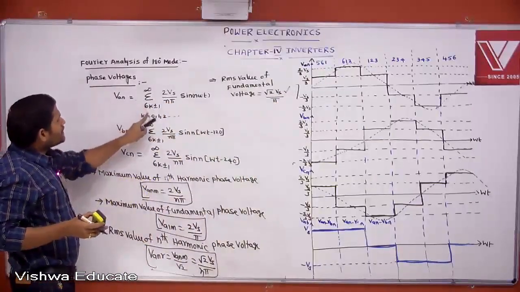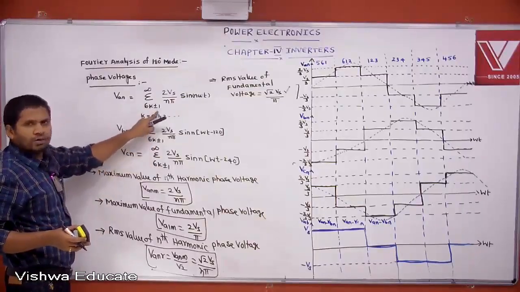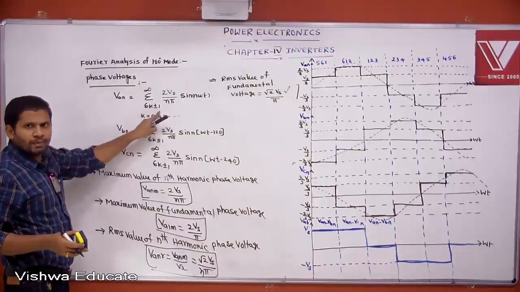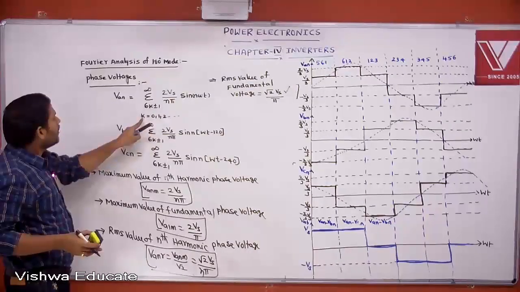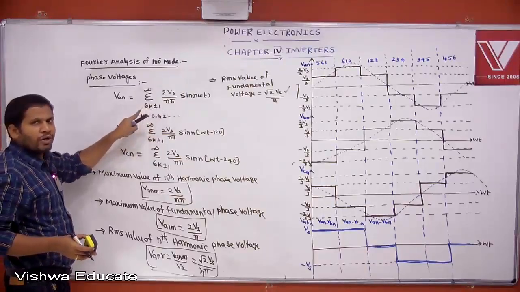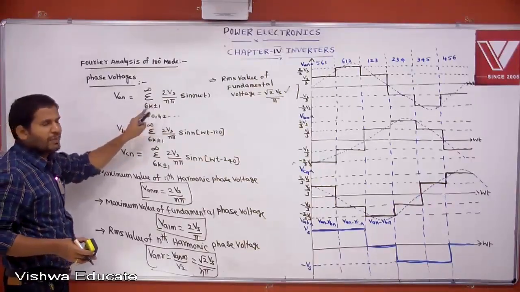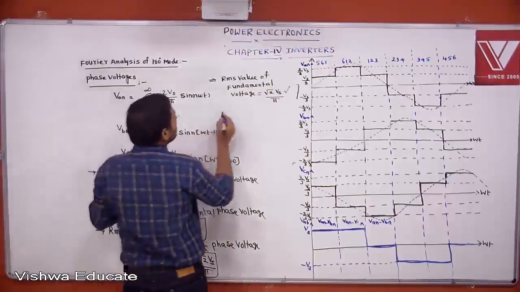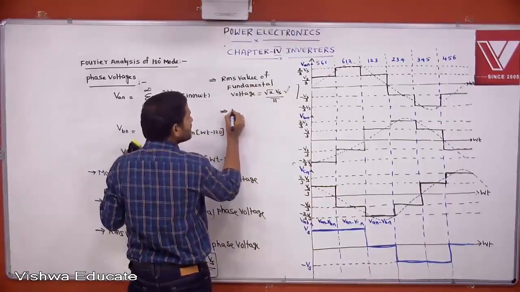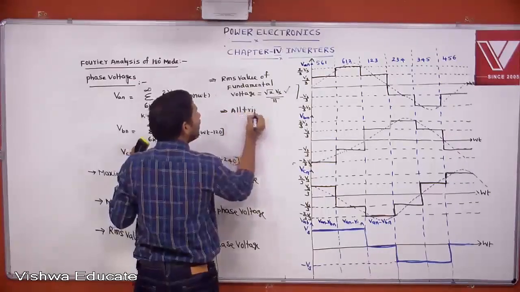It consists of 6k plus or minus 1 harmonics. If you substitute k equal to 0, we get the fundamental; k equal to 1, we get the 5th or 7th harmonic; k equal to 2, we get the 11th or 13th harmonic. We don't have any third harmonic, any 9th harmonic, or any 15th order harmonic. That means in phase voltages, in 180 degree mode, all triple-N harmonics are absent.